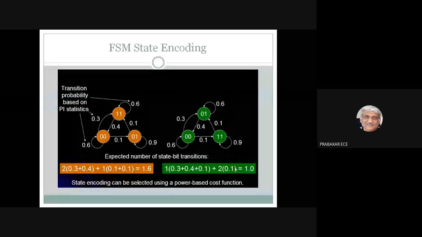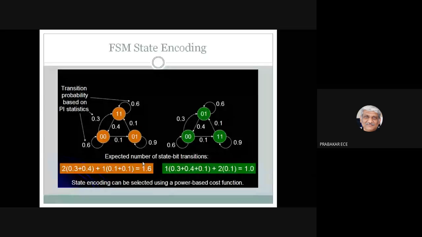Here you can see probabilities like 0.3 and 0.4. Here the probability is 0.3, and 11 changes to 00, so 2 bits change here. Here 11 changes to 01, so there is a 1-bit transition. Here again there is a 1-bit transition. So the 2-bit transitions have probabilities 0.3 and 0.4, and for the other two cases it is 0.1 and 0.1. So the average here is 1.6.